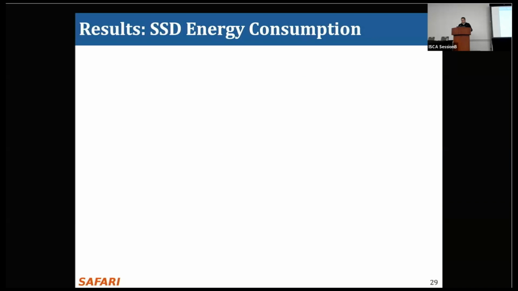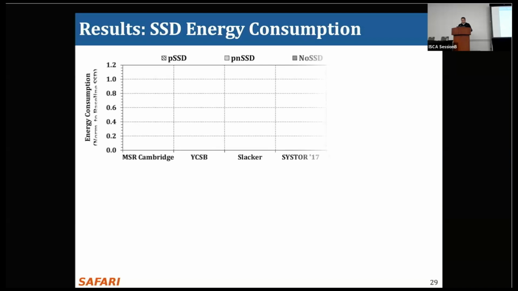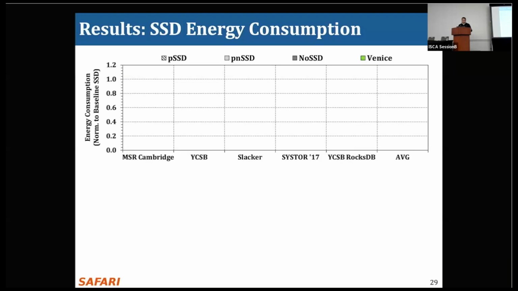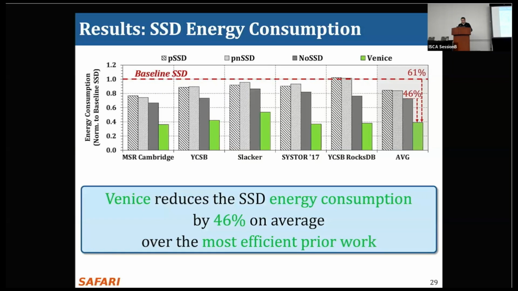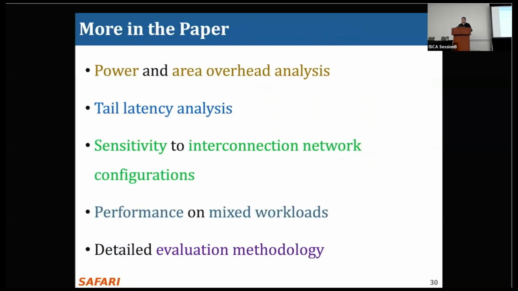We finally look at the SSD energy consumption, and here we show the energy consumption normalized to a baseline multi-channel shared bus architecture SSD. We see that Venice reduces the energy consumption by 61% over a baseline SSD and by 46% on average over the most efficient prior work. We have a lot more results and analysis in the paper.